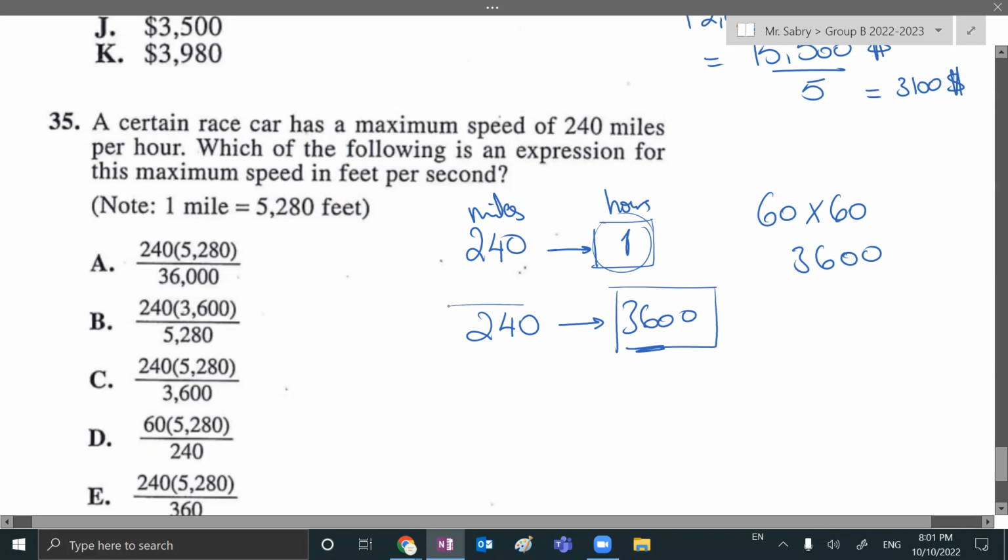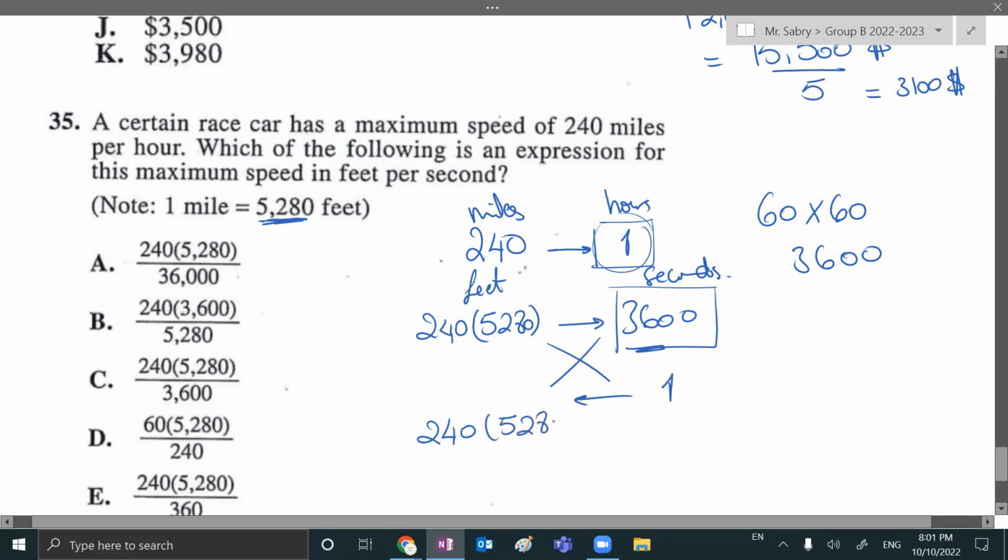Now, to change the miles, they're saying that 1 mile is equivalent to 5,280 feet. So I multiply the 240 by the 5,280 feet, to get the number of feet now. So now I have this in feet and this in seconds. They need it to be per 1 second. So I'll cross multiply this way. It's actually 240 multiplied by 5,280 multiplied by 1 and then divided by the third number, which is the 3,600. So when you look at it this way, it's C.